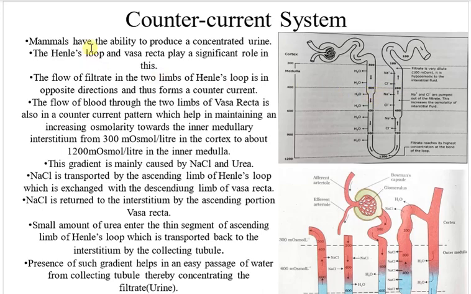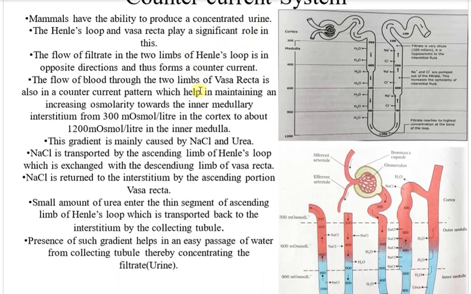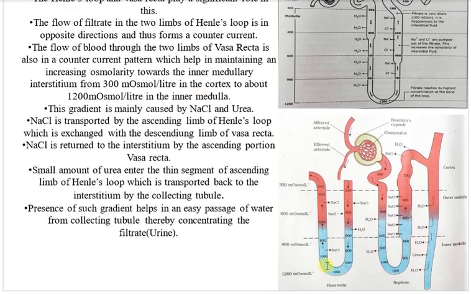Mammals have the ability to produce a concentrated urine. The loop of Henle and vasa recta play a significant role in this. So what is vasa recta? It is the blood capillary system that runs parallel with the nephron. Here you can see this is the vasa recta and this is our nephron.